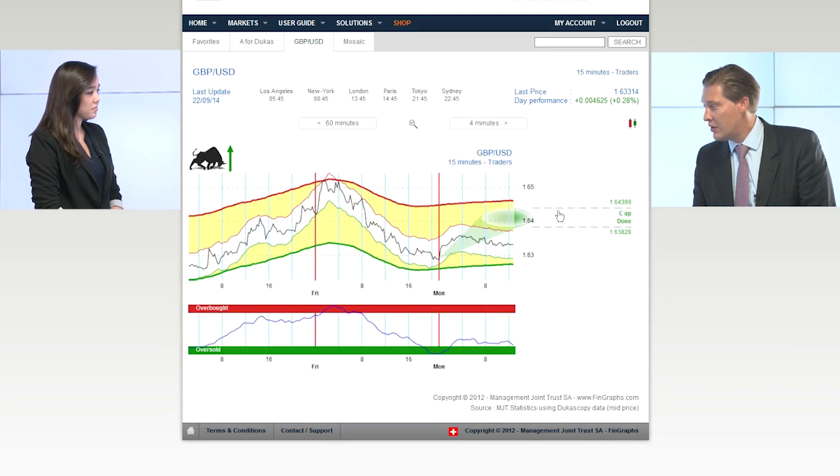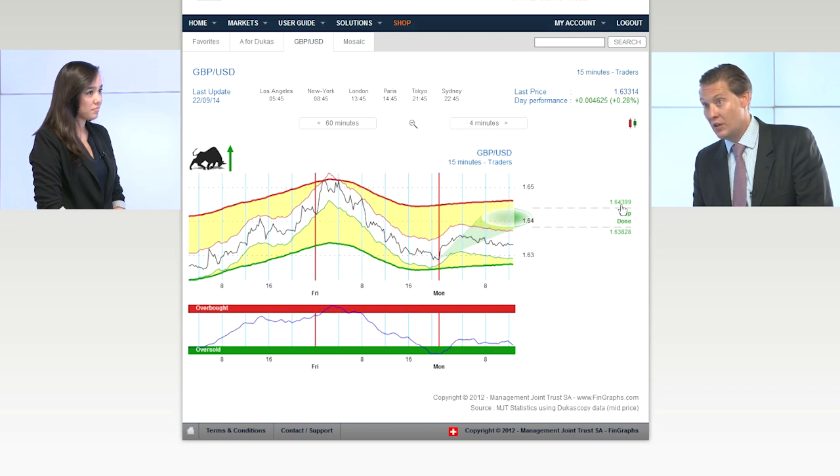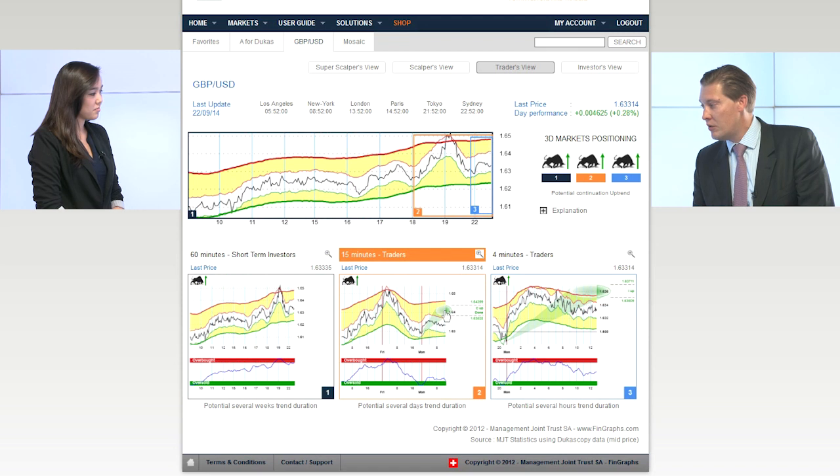And on the 15 minutes, you could also see this range here, which is the corrective target up. And it's not impulsive yet. And as long as we stay below 164.40, it will not turn impulsive up. So as long as that happens, I wouldn't be too bullish on cable.